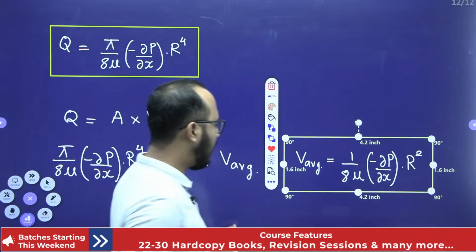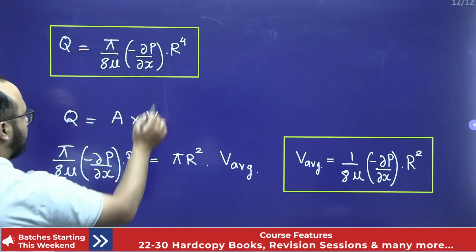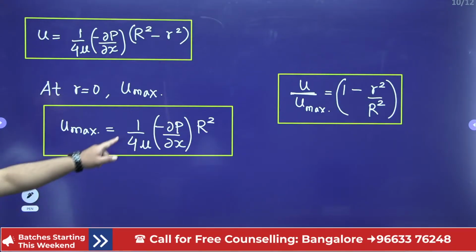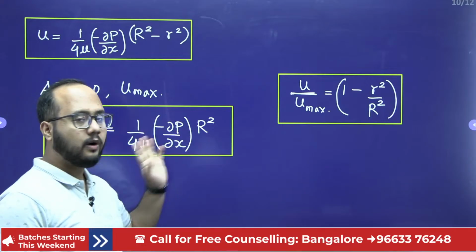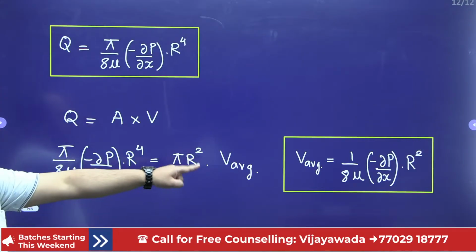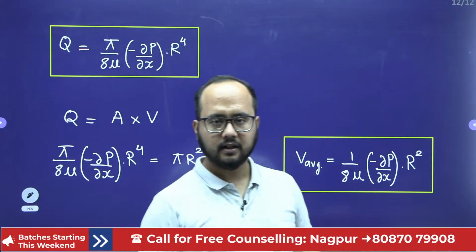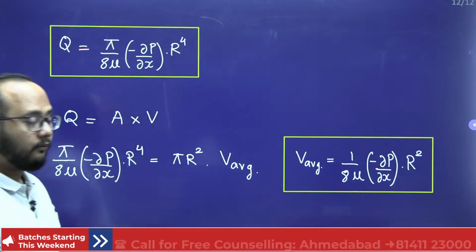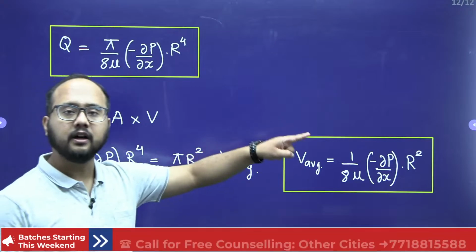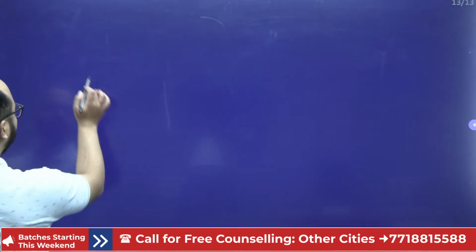Okay, now one interesting thing that you need to understand here is, what is the maximum velocity relation that we have found out? 1 by 4 mu minus dou p by dou x into R square. And what is the average velocity relation we have found out just now? 1 by 8 mu minus dou p by dou x into R square. Got it? Is this point clear? Now, very, very important point, guys. It is just half of the maximum velocity. That is the conclusion we can draw from here.